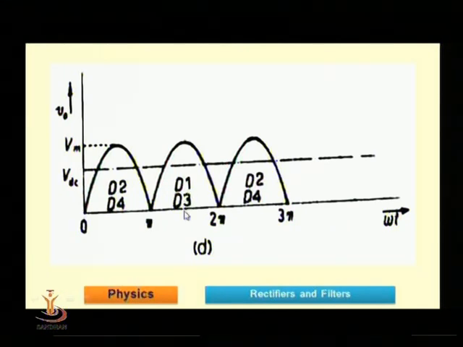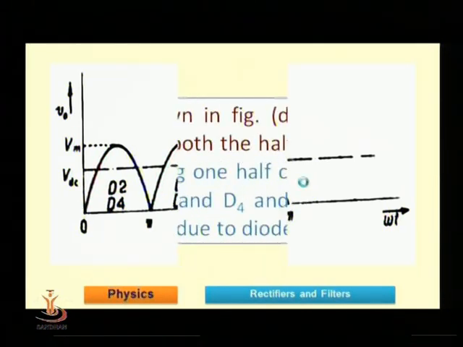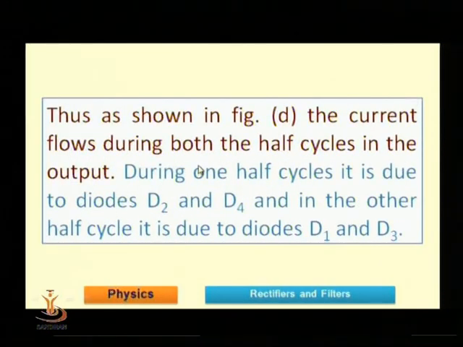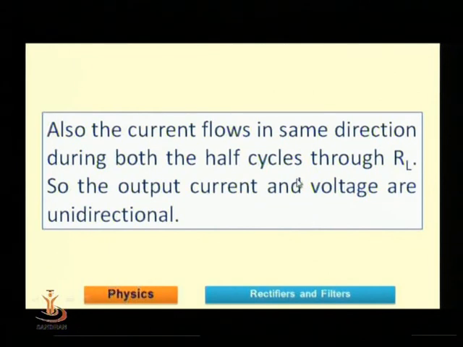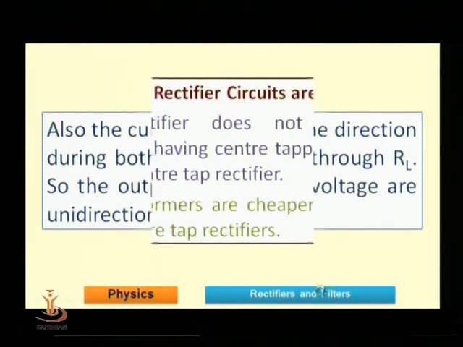During the negative half of the input voltage, D1 and D3 are conducting and we are getting this one, and so on. Now if you are getting more pulses, then here it is D1 and D3. So as shown in the figure, current flows during both the half cycles in the output. During one half cycle, diodes D2 and D4, in the other half cycle D1 and D3 are conducting. So current flows in the same direction during both the half cycles through the RL. So the output current and voltage are unidirectional.